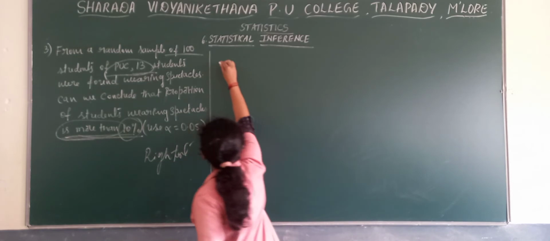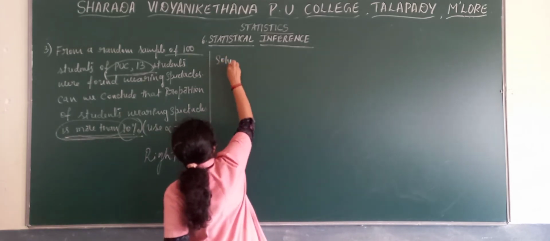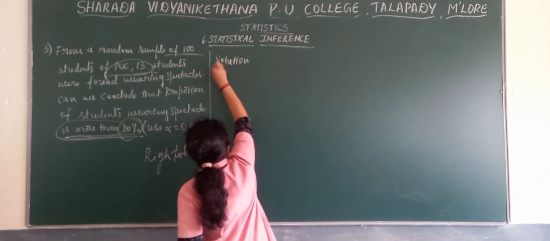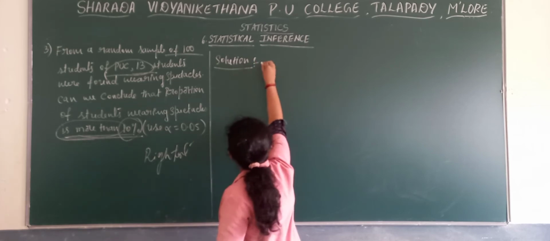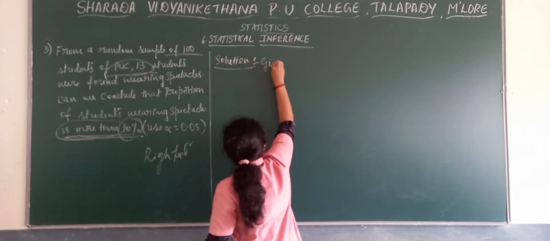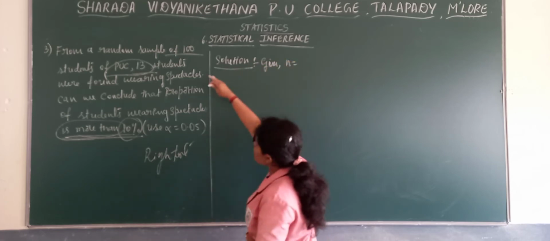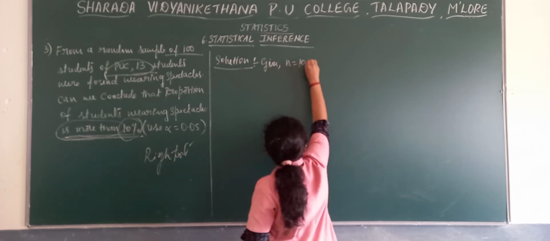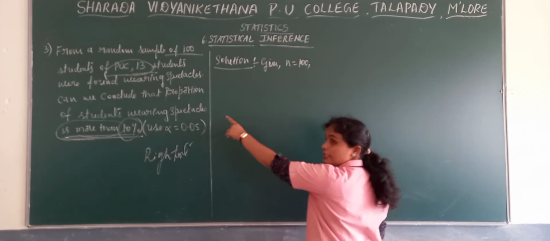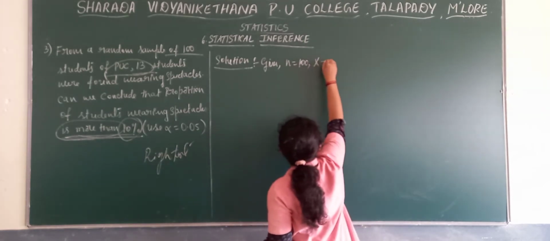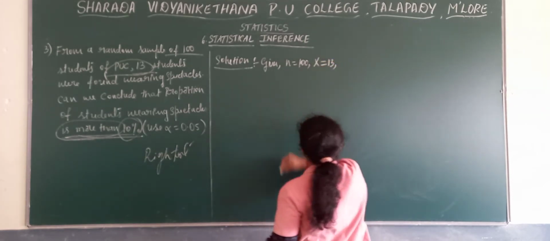Before that, write the given values. Now here given, n is equal to sample. How many samples have they taken there? 100 samples. In that 100, 13 students, that is x is equal to 13.